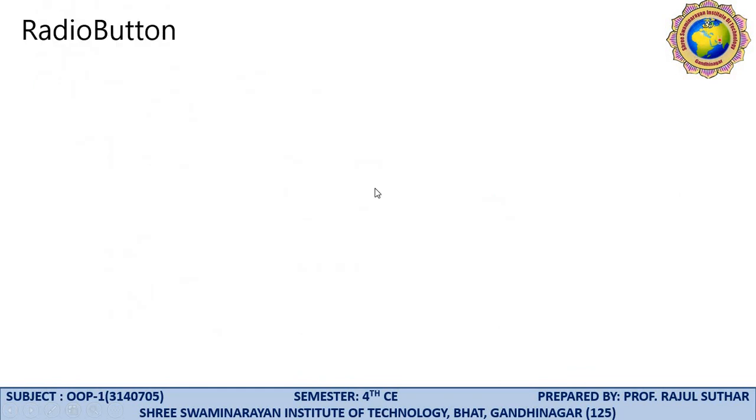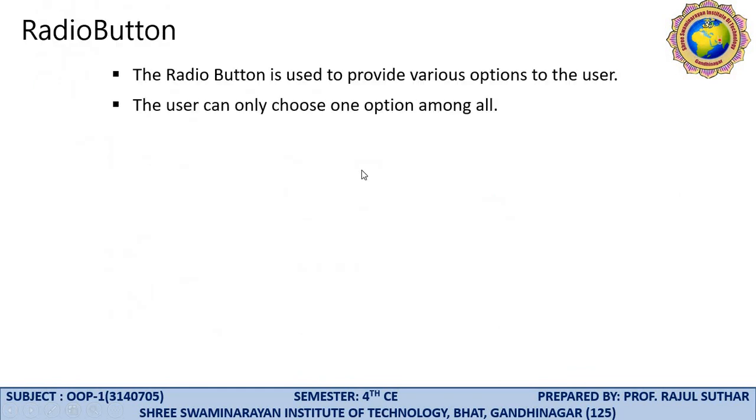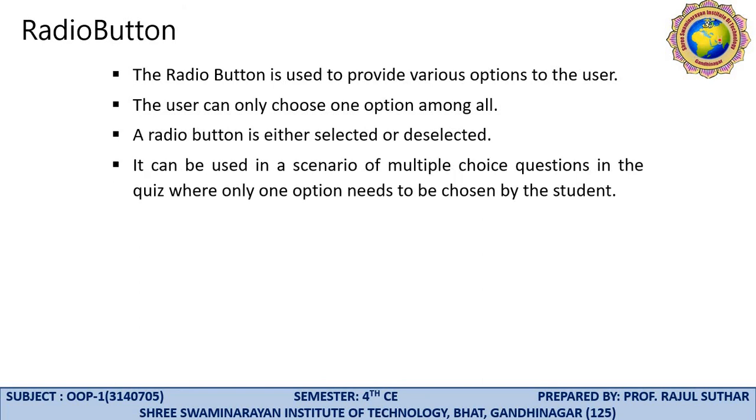Same way for radio button. The radio button is used to provide various options to the user. The user can only choose one option among all of them. A radio button is either selected or deselected. It can be used in the scenario of a multiple choice question in a quiz where only one option needs to be chosen by the student, like we previously created the MCQ exam, the mid exam.